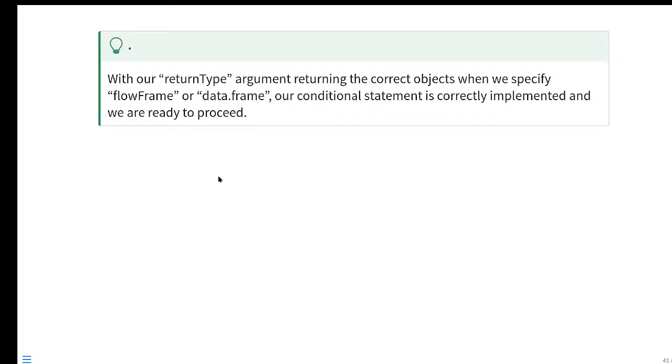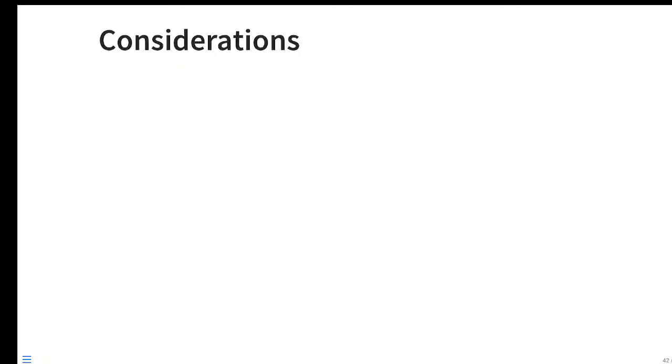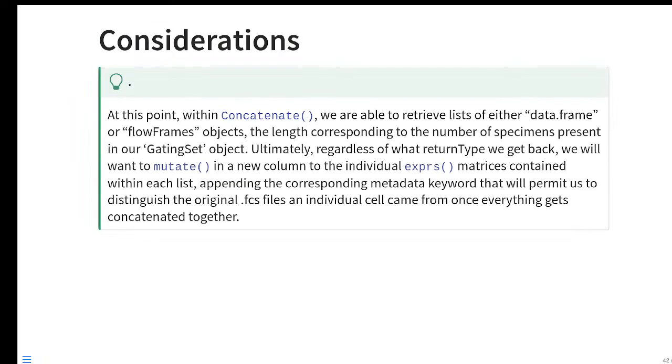So our conditional statement, all those changes we made within Concatenate were correctly implemented, and we are now able to proceed. So at this point, within Concatenate, we are able to retrieve either lists that contain data frames or lists that contain flow frame objects. The length corresponds to basically the number of specimens that are present within our gating set.